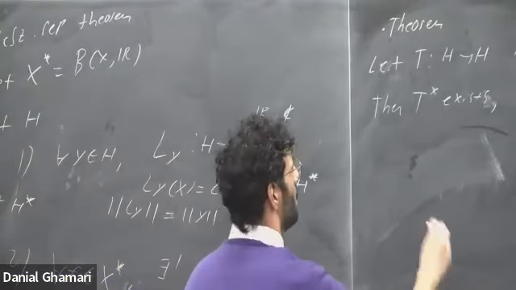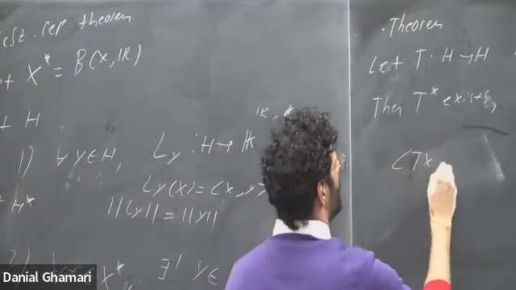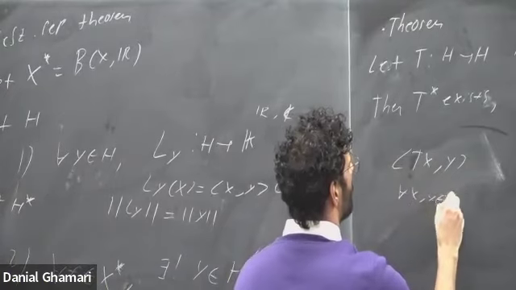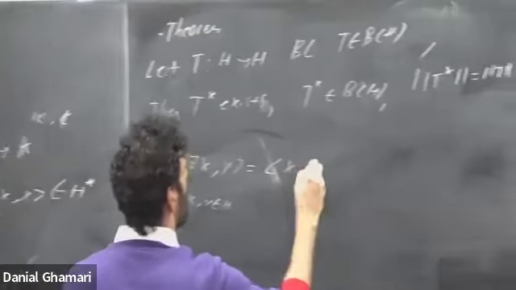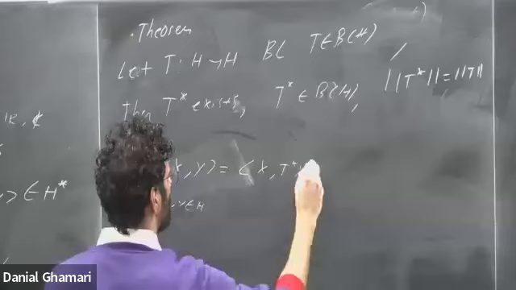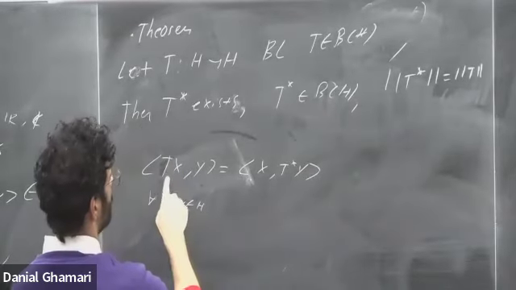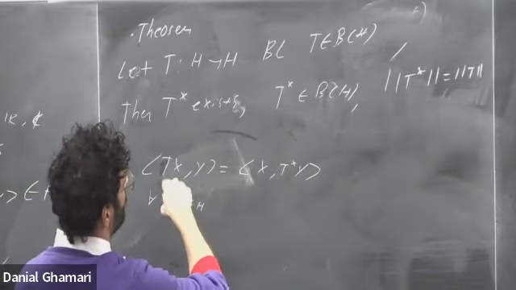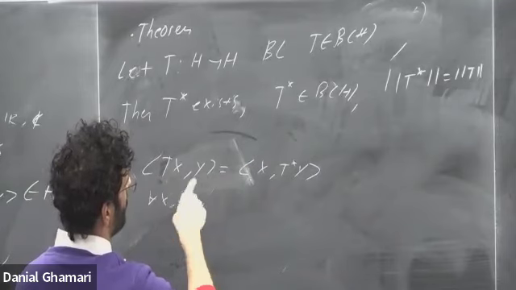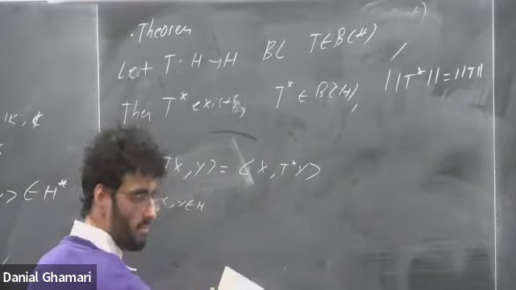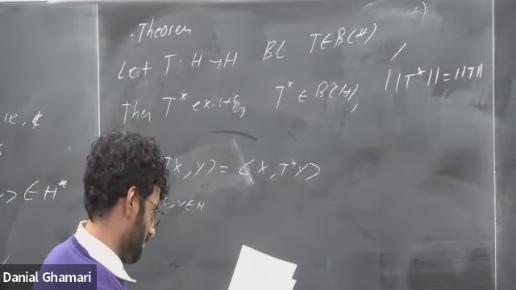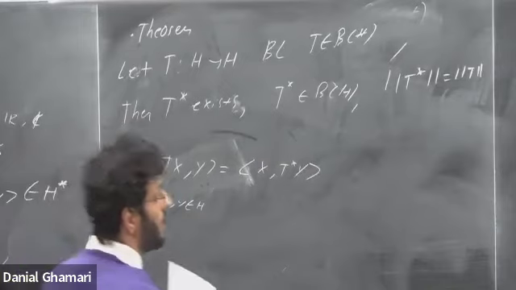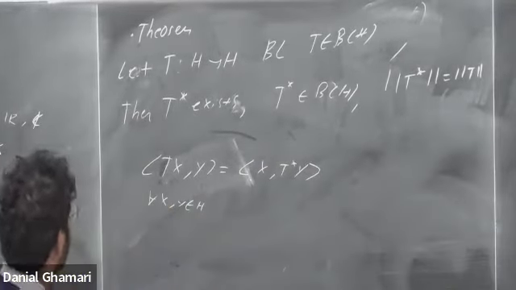So first things first, just to make sure everyone remembers what it means to be an adjoint. If I have the inner product of T x comma y for all x comma y elements of H, this is equal to x comma T star of y. Right, so essentially I can just move the T to the right side, because the adjoint allows me to switch which vector is being transformed. So the proof of this is actually pretty simple.